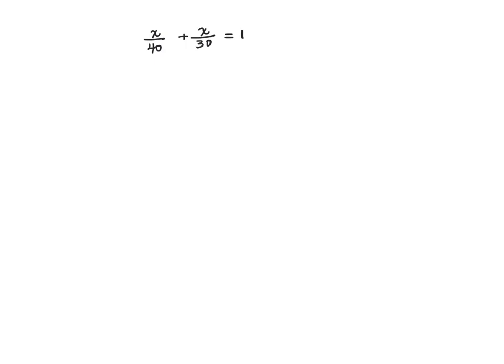So this is a fractional equation, and we multiply both sides by the least common denominator, which in this case is 120. So let's multiply both sides by 120. 120 and 120. So we have x over 40 plus x over 30 equals 1 times 120 using the multiplication property of equality because we do have an equation.